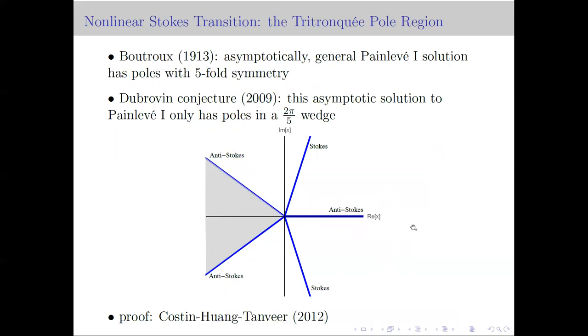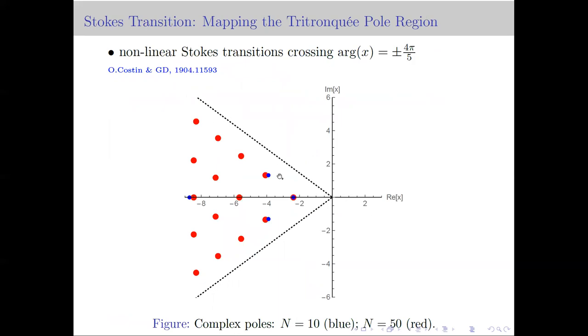So a reasonable question is, okay, you give me 10 terms of the expansion here. From that information, can I learn anything about this completely different region here? And again, the answer is, it's quite amazing. There are these anti-Stokes transitions at 4π/5. And if you just give me 10 terms of the expansion in infinity, I end up with these blue dots here, which are the first hint of poles in this region, no other poles anywhere else. If you allow me 50 terms in the expansion at infinity, I get the red dots. And the red dots are indistinguishable from the exact calculations, which again are sort of frontier level numerical analysis problems.